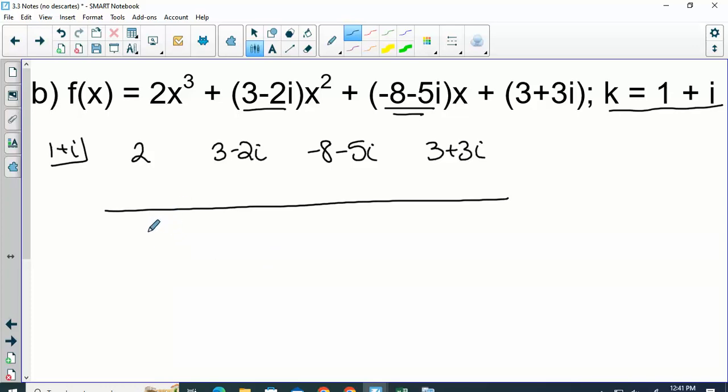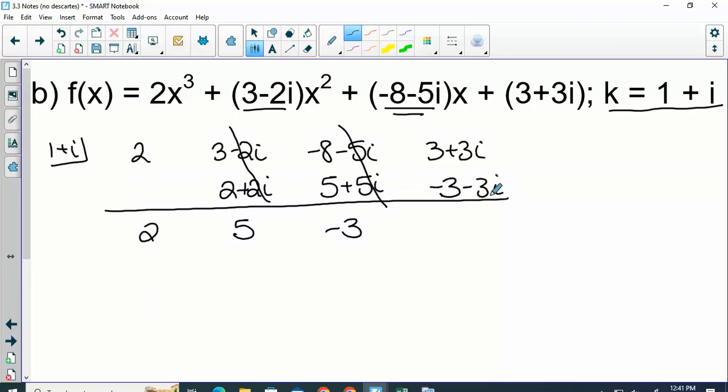Alright, so 2 comes down. When you multiply these, you distribute the 2. So 2 times 1 is 2, plus 2 times i is 2i. When we add like terms, you just get a 5. So multiply. 5 times 1 is 5. 5 times i is 5i. The 5i's drop, and we get negative 3. Negative 3 times 1 is negative 3. Negative 3 times i is negative 3i. When we add, we get 0, which we knew we should because I told you it was a 0.